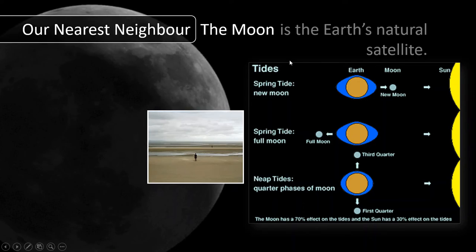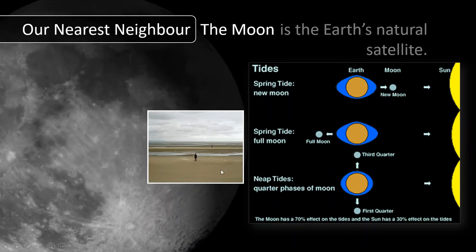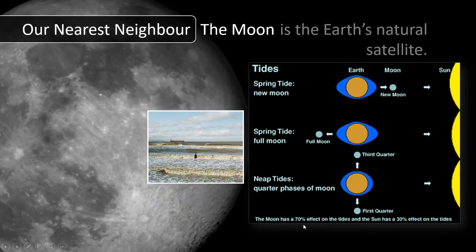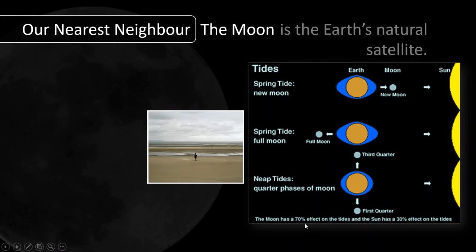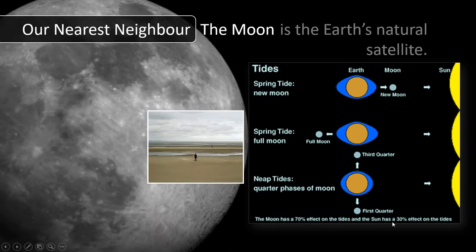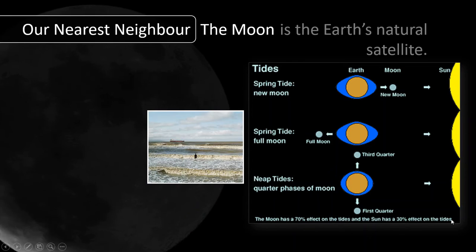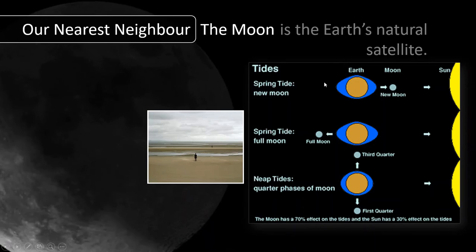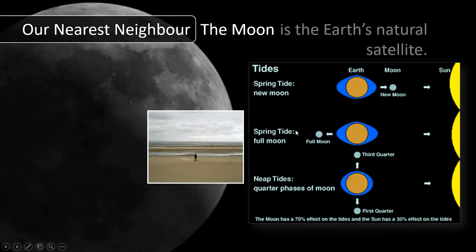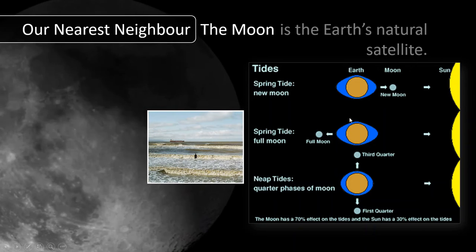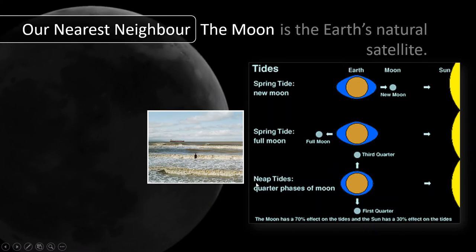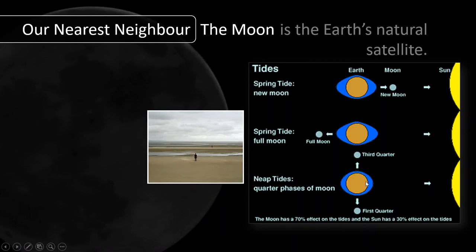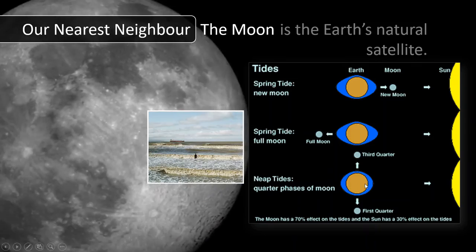This word, T-I-D-E-S, tides, is the rise and fall of the ocean twice a day. In this diagram, we can see that the moon has a 70% effect on the tides, and the sun has a 30% effect on the tides. Here we can see when the sun and the moon are pulling, we have this kind of tide, a spring tide. If you have a full moon, you will have this kind of tide. And if you have a neap tide, where the moon is in this position, the quarter phases of the moon, the tide is not so big.